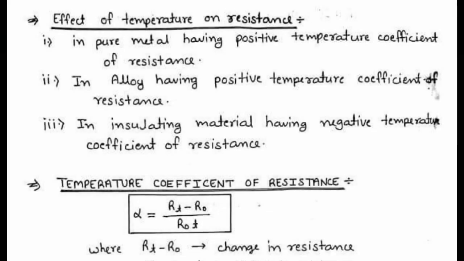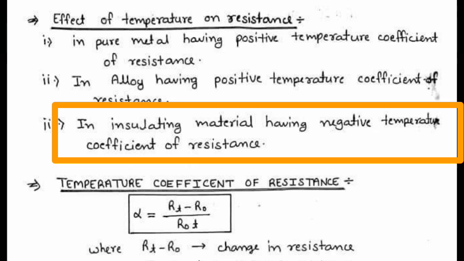Effect of temperature on resistance. It is very important for competitive examinations. If you remember this, at least one question will come. Pure metals have a positive temperature coefficient of resistance. Alloys also have a positive temperature coefficient of resistance. Alloy means a mixture of metals. Insulating materials have a negative temperature coefficient of resistance.